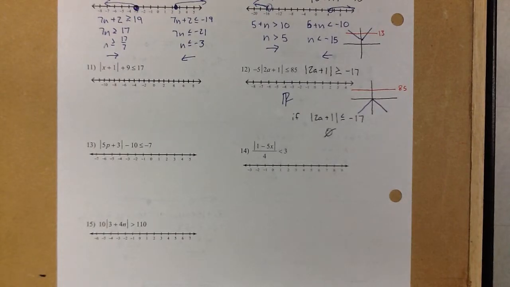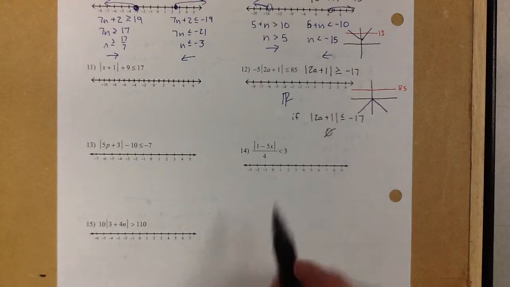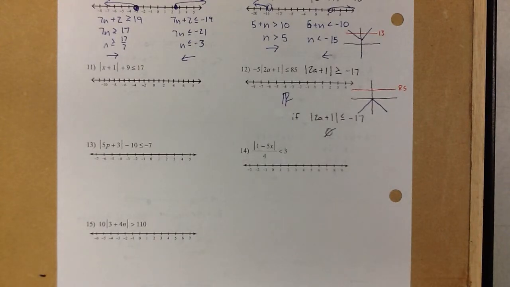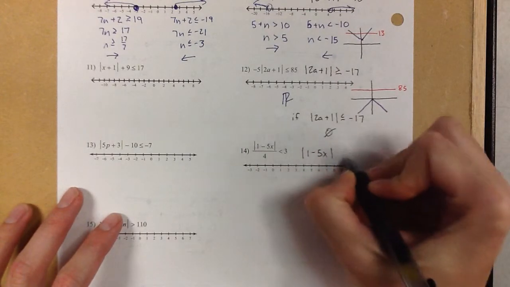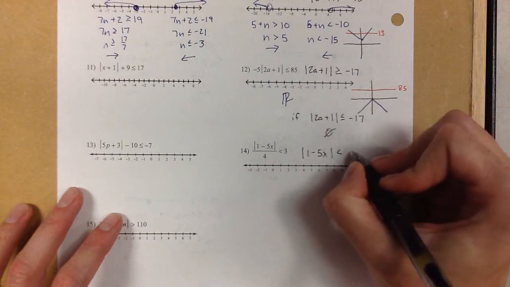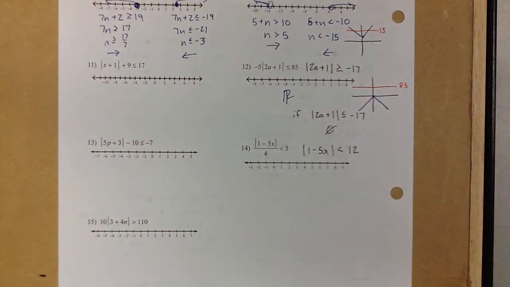Okay. 14, and then we'll call it a day unless you want me to do some more. Fine, I won't do any more. Okay, so absolute value is not by itself. Go ahead and get it by itself. 1 minus 5x less than 12. Okay, so in your brain, at one another, away from one another.